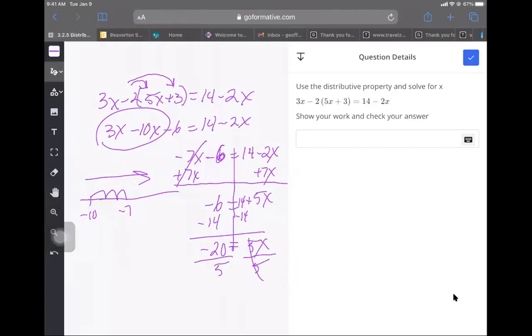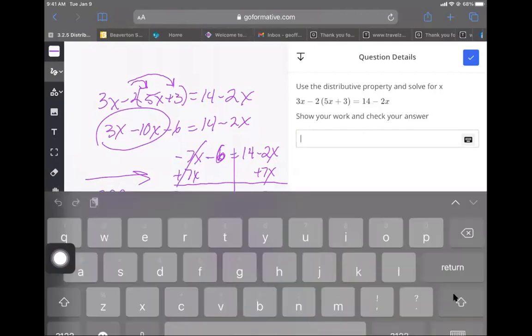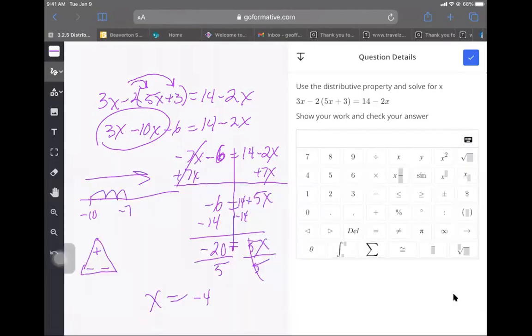Now we have to ask ourselves, how many sets of 5 are -20? How many sets of 5 are -20? 4. What kind of 4? -4. Remember, I have a negative divided by a positive, so that's a negative. Here's a little triangle. I'm doing a negative and a positive. I cover those two up, and I'm left with a negative. So my answer is -4. x equals -4. Boom.